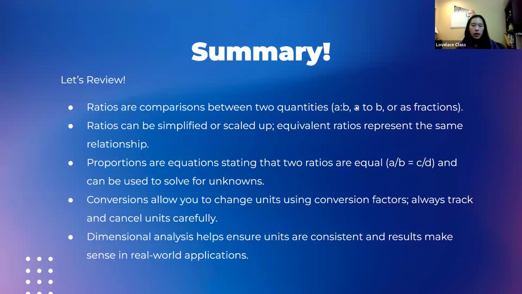So the review is ratios are a comparison between 2 quantities, like A colon B or A to B or as fractions. And then ratios can be simplified or scaled up. Equivalent ratios represent the same or similar relationships. And then proportions are equations stating that 2 ratios are equal, so for example, a over b equals c over d, and can be used to solve for unknowns.